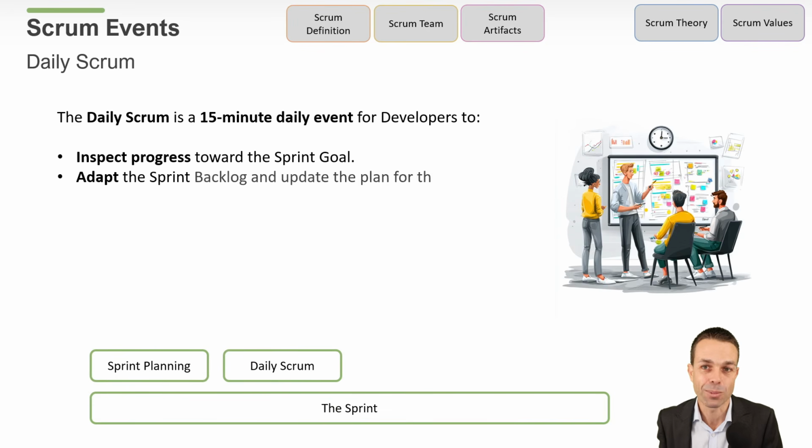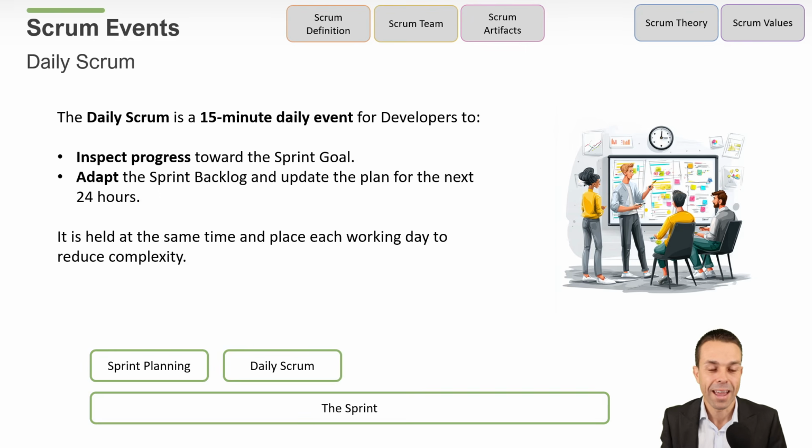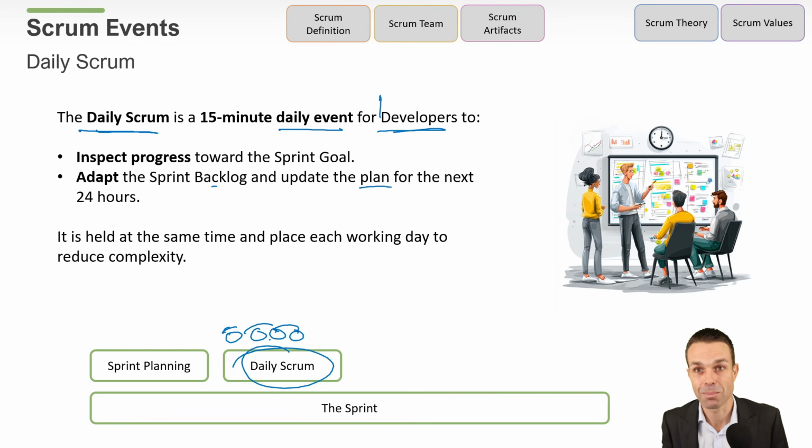So we've done our sprint planning. We've got all of our work planned. And now we're working as hard as we can. Every day we have the daily Scrum, which is our next event. It's a 15-minute daily event for developers or anyone working on the product to inspect the progress towards the sprint goal. So in other words, how are we going? Do we need any help? Is there information that we don't have that we do need? We want to adapt the sprint backlog and update the plan for the next 24 hours when we'll have another daily Scrum and catch up again.